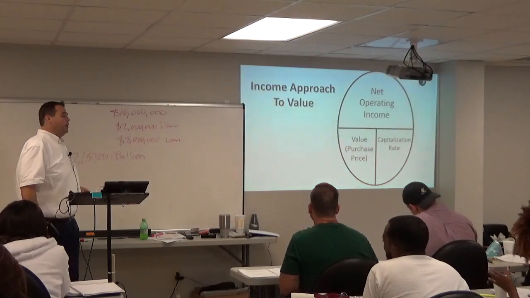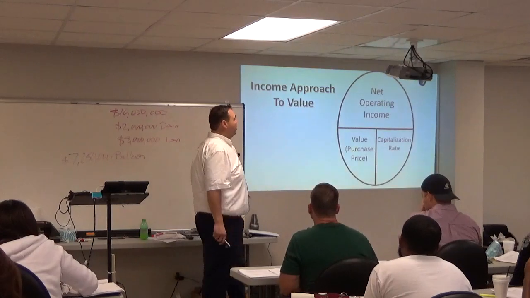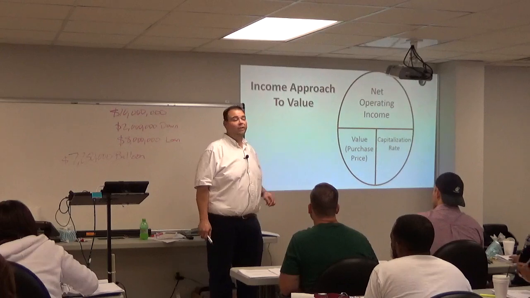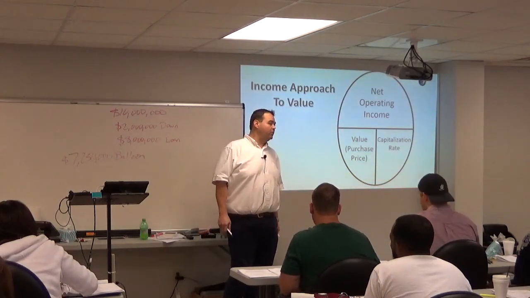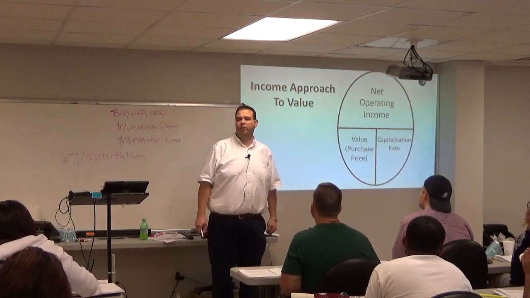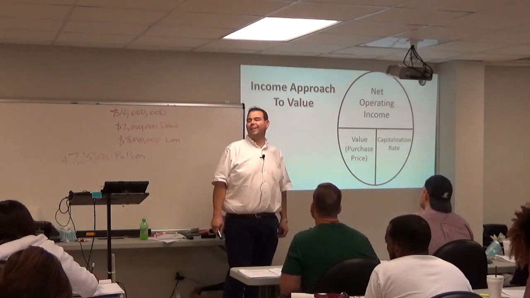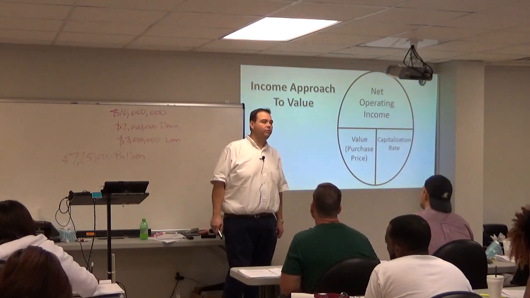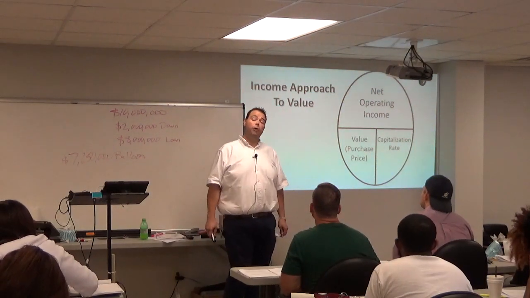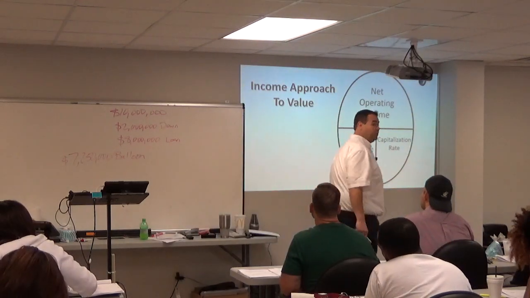We use this formula right here. This is the income capitalization formula. On top, we use something called net operating income. Do you remember that from that big long formula we did from the before tax cash flow formula? Net operating income is really just before tax cash flow, but what do you not subtract out? What do you subtract out to get down to before tax cash flow? Debt service. So it's net operating income, which means basically the income the property produces before you subtract out any mortgage payment on it. Everybody with me on that?